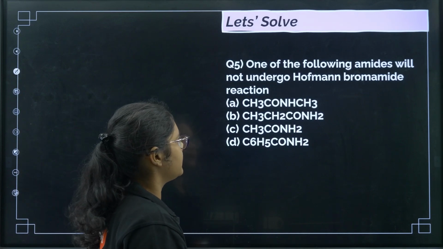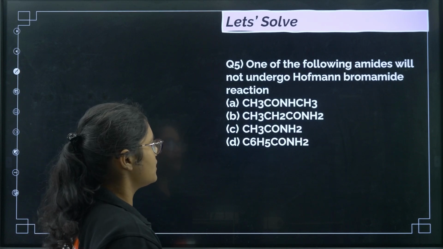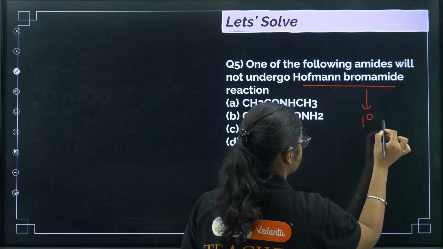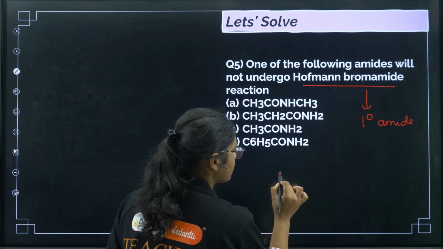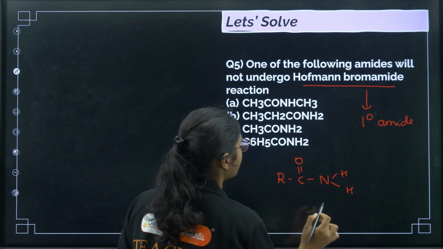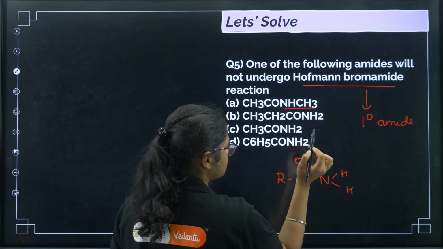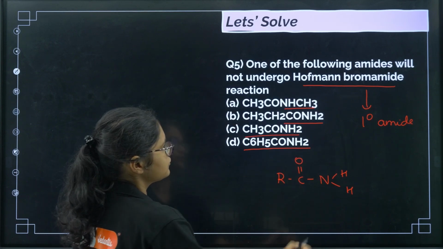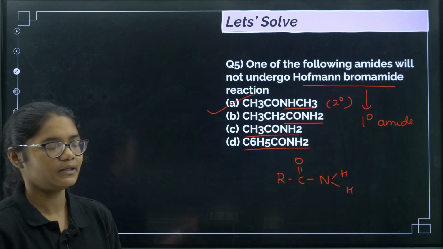Next, which of the following amides will not undergo Hoffmann bromamide reaction? You have to remember that Hoffmann bromamide reaction is also possible only with primary amides. That means you need to have the RCONH2 group. Now if you see NHCH3, it will not work. Here you have CH3CH2CONH2, here you have CH3CONH2, here also CH3CONH2. So this is a secondary amide, so this one will not undergo it. The correct answer is option A.